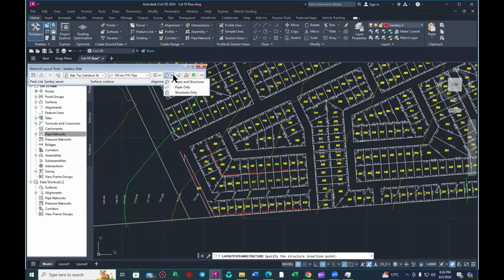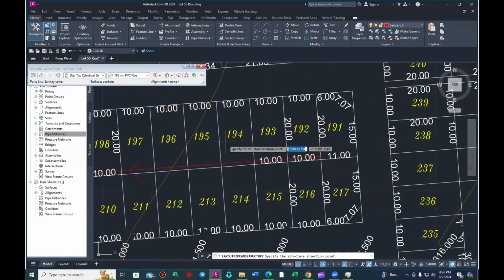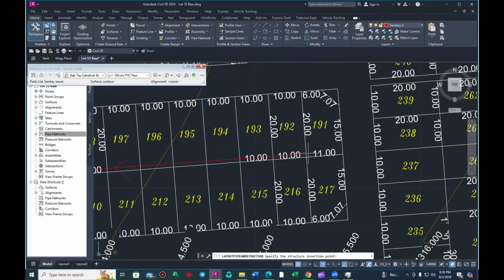I now come here and I click pipes and structures. This toggle is showing that I'm going from up to down. This is for deleting parts in a network. This is the panorama where we can make some changes. More on that later. The moment I click there, you can see my mouse cursor is saying specify the structure insertion point, right? So I'll click there, right?